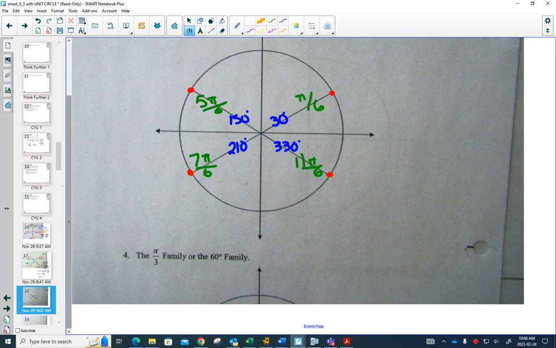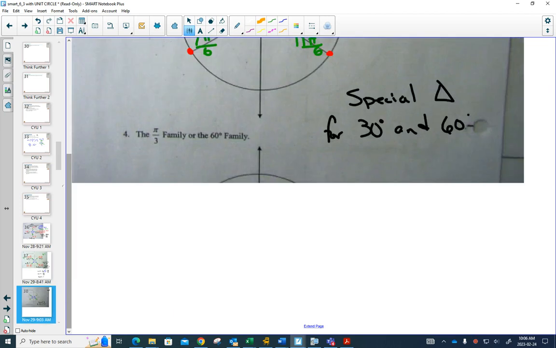And now, in this space in between the 30 and the 60-degree family, there's actually one triangle for 30 degrees and 60 degrees. Because if I draw a right angled triangle, and I'm going to label the top angle as 30 degrees, that'll automatically make the other angle 60 degrees.